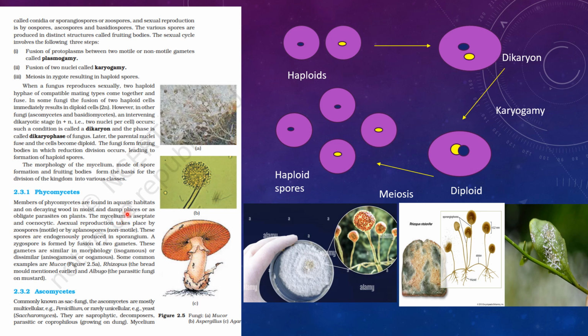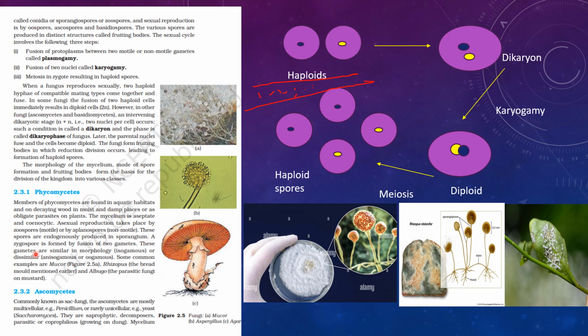These Phycomycetes are mainly seen in aquatic habitats, in decaying wood, or in moist damp places. Their mycelium, meaning their main body, is not partitioned. There will be numerous nuclei without any partition, which is called coenocytic. So they are coenocytic in nature. Their asexual reproduction is by zoospores or aplanospores. Zoospores are motile asexual spores, and aplanospores are non-motile asexual spores. So that is about its reproduction.